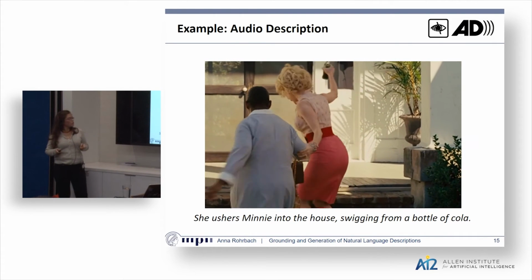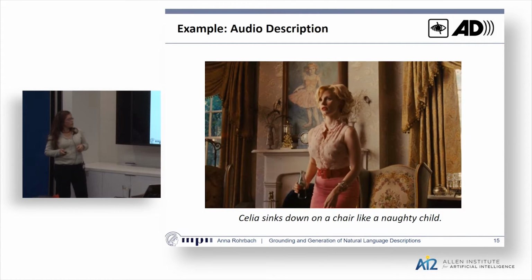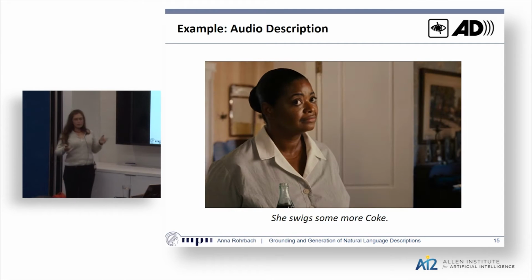She ushers Minnie into the house, swinging from a bottle of cola. So quite descriptive. Celia sinks down on a chair like a naughty child. She swigs some more Coke. So basically, those are really relevant to the story.